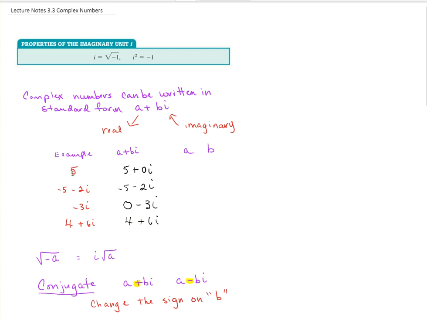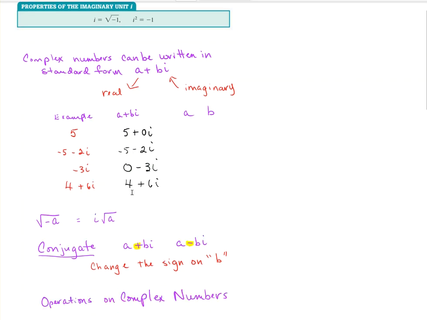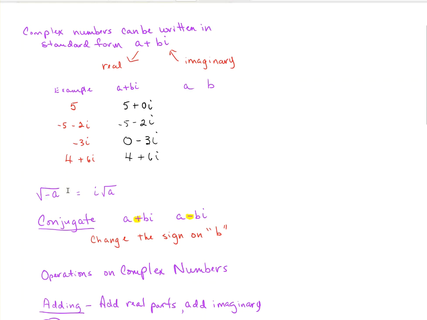So if we think about 5, just the number 5, that could also be written as 5 plus 0i. -5 minus 2i, that's already in that form, and the real part is -5, and the imaginary part is -2i. If you had -3i, that could be 0 minus 3i. So every number could be written that way. If you have the square root of a negative number, we don't leave the negative in there, and it can be written as i times the square root of a. So remember that. We're going to see those.